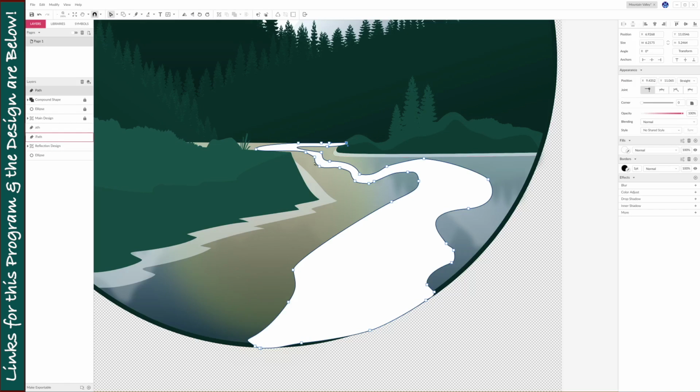And to help the water look like it is more of a river instead of a lake, I am adding these white ripples to represent a flow in the water.